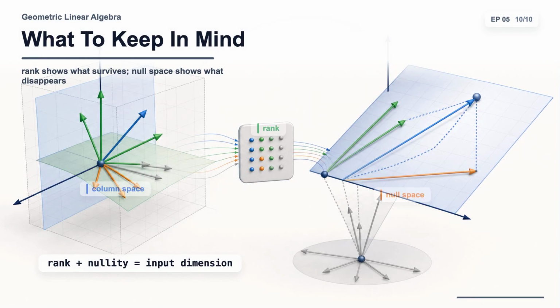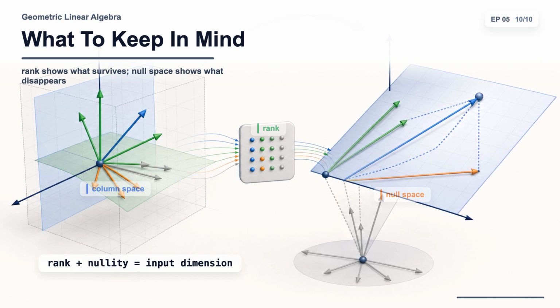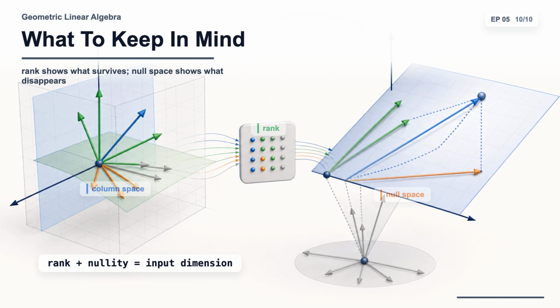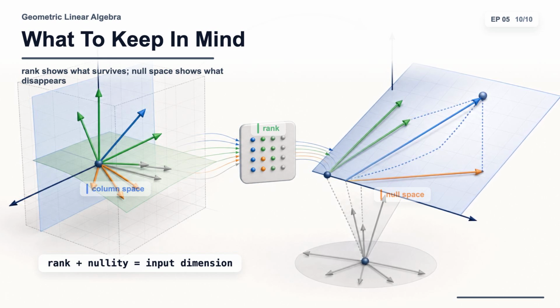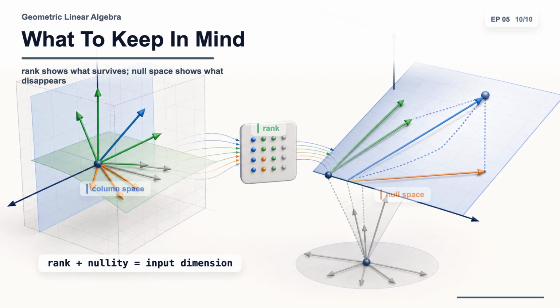Here is the core picture to keep. The column space is the set of outputs the matrix can reach. The rank is the dimension of that reachable output space. The null space is the set of input directions that collapse to 0. Rank tells what survives. Null space tells what disappears. For Ax = b, column space decides whether a solution exists, and null space decides whether it is unique. In the next episode, we add measurement to this geometry: dot products, projections, and orthogonality.